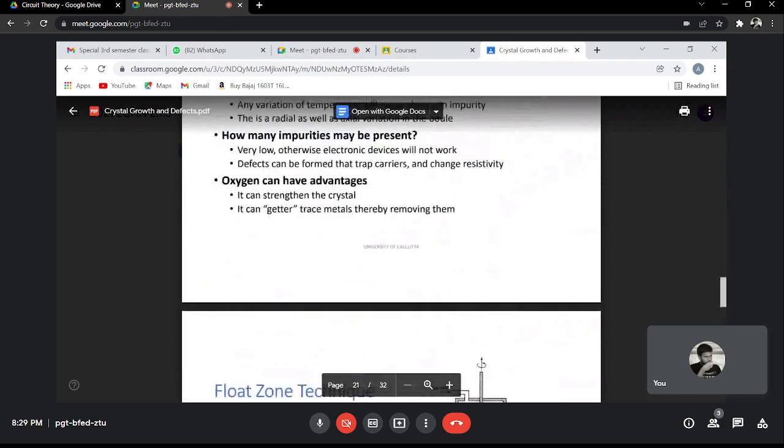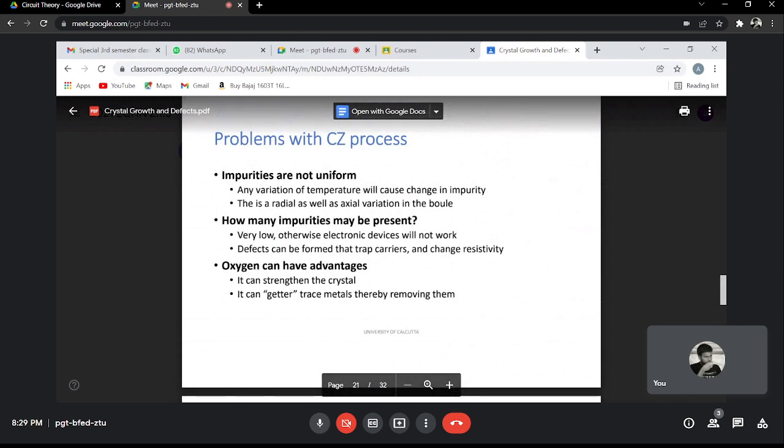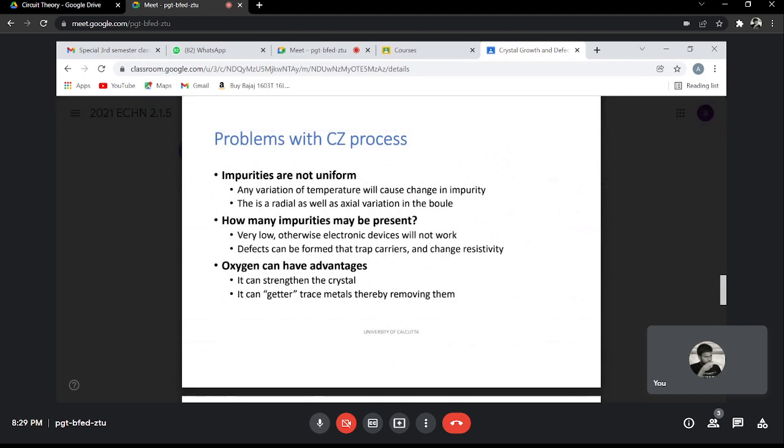And if I go back up again, I deliberately skipped that in the first pass. Now, if you look at it, can you see the problems in the Czochralski process? Now, the last bullet says oxygen can have advantages.